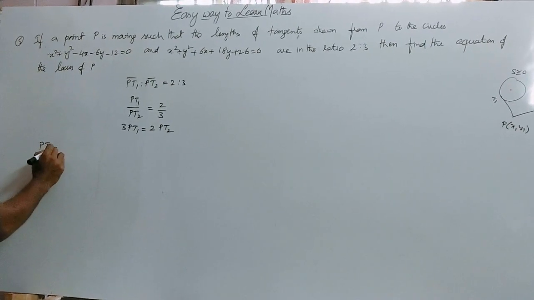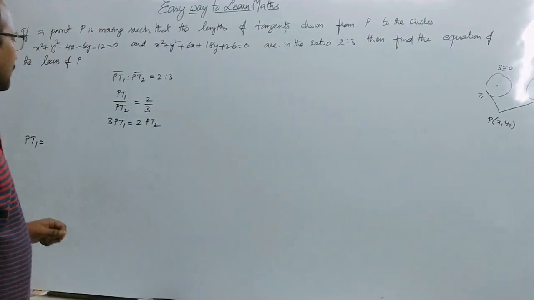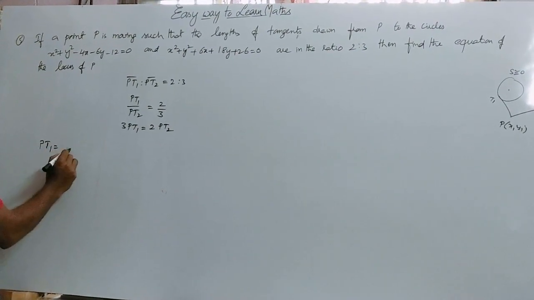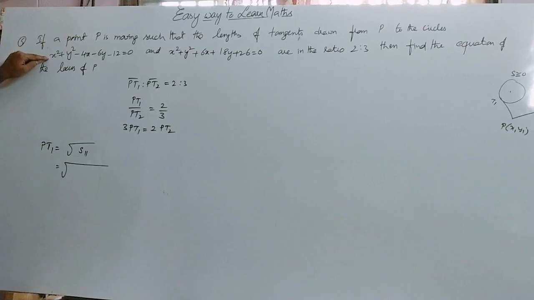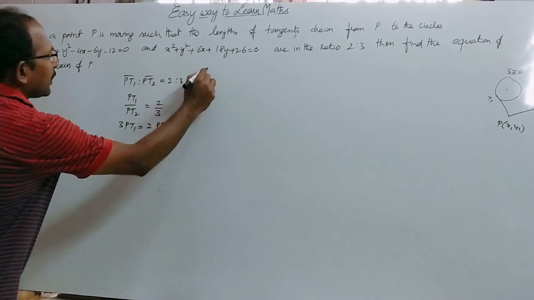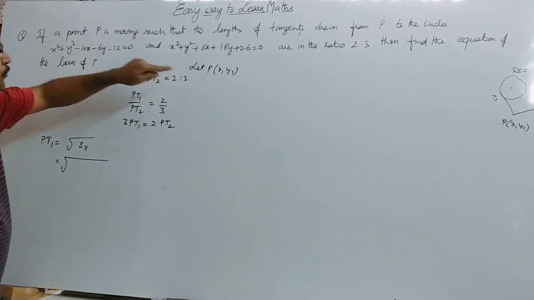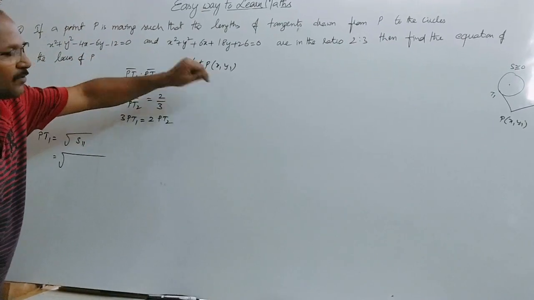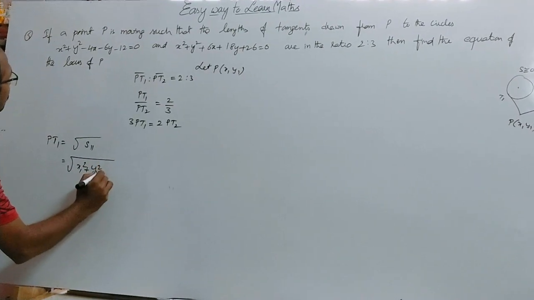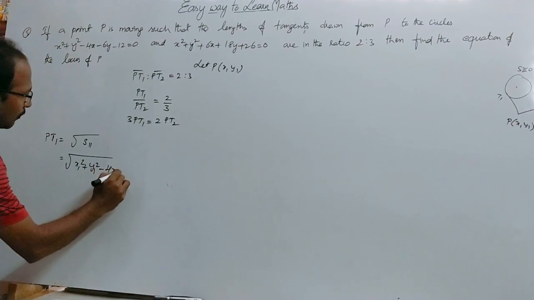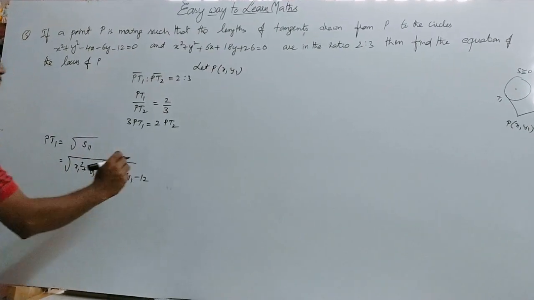What is the value of PT1? PT1 is nothing but the length of the tangent from this point to the first circle. Now let us find PT1, which is nothing but root S11, that is equal to the square root of this first circle. In place of x we substitute x1, and in place of y we substitute y1, taking P as x1, y1. Then it becomes x1 square plus y1 square minus 4x1 minus 6y1 minus 12, which is PT1.